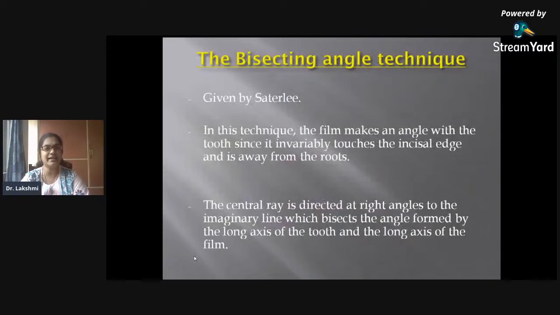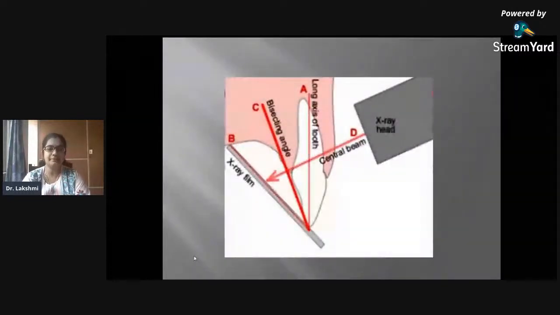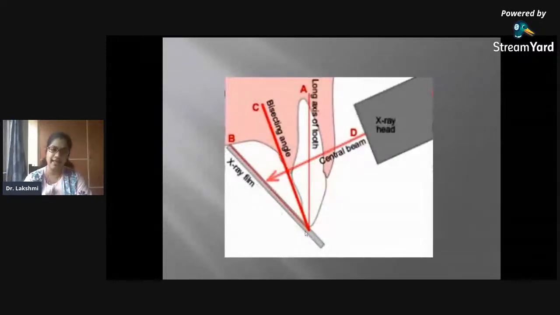Coming to the bisecting angle technique, given by Cieszynski, in this technique the film makes an angle with the tooth, since it invariably touches the incisal edge and is away from the roots. The central ray is directed at right angles to the imaginary line which bisects the angle formed by the long axis of the tooth and the long axis of the film. What does that mean? If you see this diagram, you have the X-ray film over here, and this is the long axis of the tooth. When the film is placed, it is touching the incisal edge, whereas this is the root and the film is away from the root. So what is it forming here? A triangle. You have to bisect this triangle, drawing an imaginary bisecting line here, so it forms two equal triangles. This is the X-ray head and the central beam is at the center point over here. So this is the bisecting angle technique.